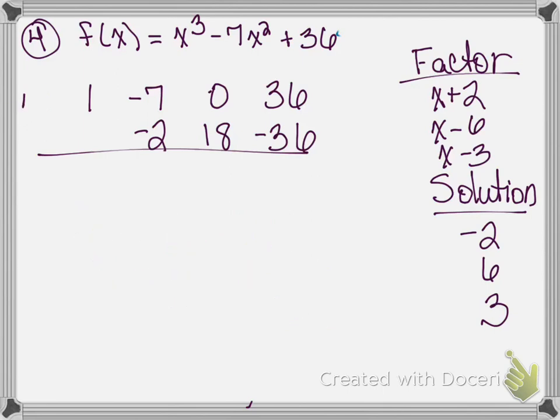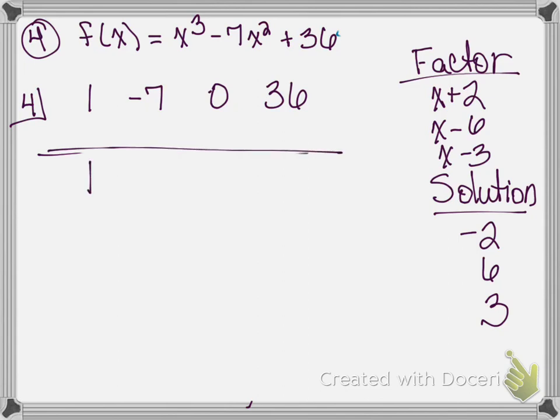All right, so I put 4 right here. I bring the 1 down. 4 times 1 is 4. So I get negative 3. 4 times negative 3 is negative 12. Negative 12 here. 4 times negative 12 is positive 48. Or negative 48. I thought it was 36. Yeah. Okay.